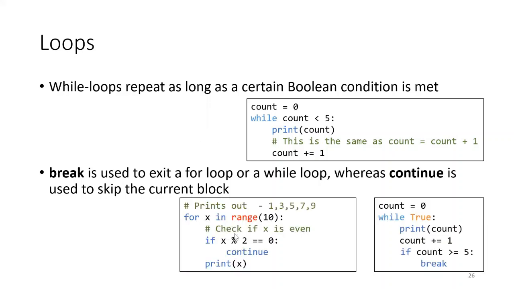You can see an example here. So here we are using continue. So it is saying for all the numbers from 0 to 9, do this. So first check if the number divided by 2 gives remainder 0. Or we can say if the number modulo 2 is 0, which means that the number x is even.